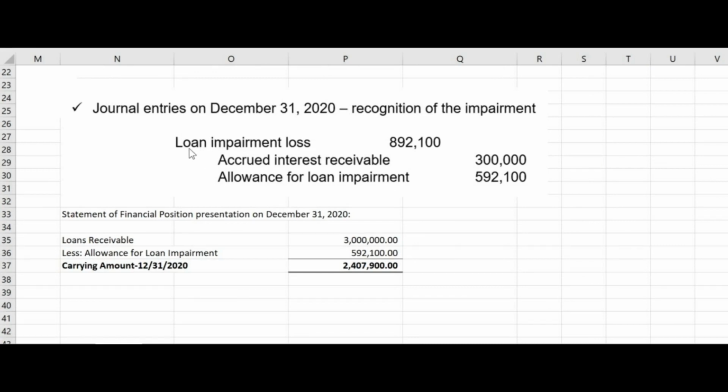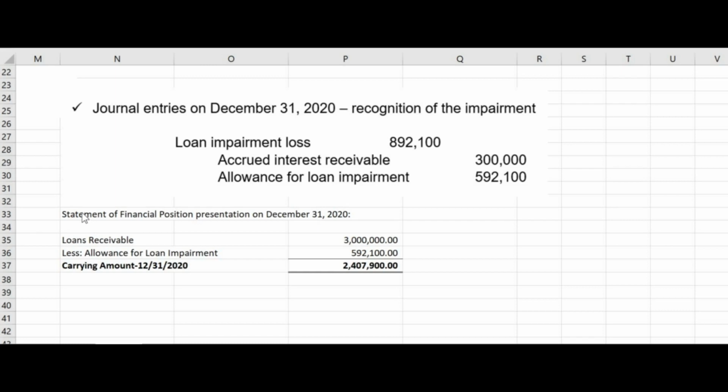To record our loan impairment loss on December 31, 2020. So, we debit loan impairment loss for 892,100. Credit our accrued interest receivable since it's no longer collectible, 300,000. And credit allowance for loan impairment at 592,100.